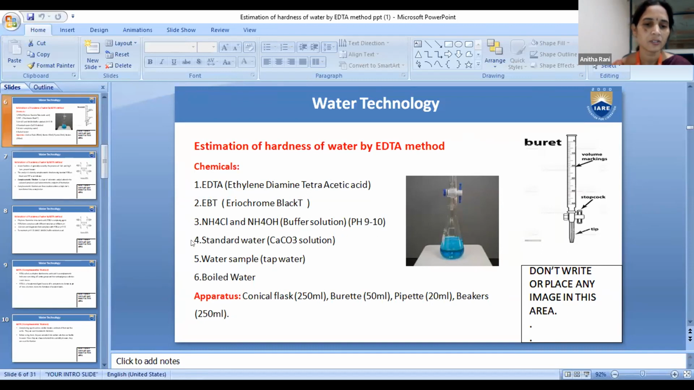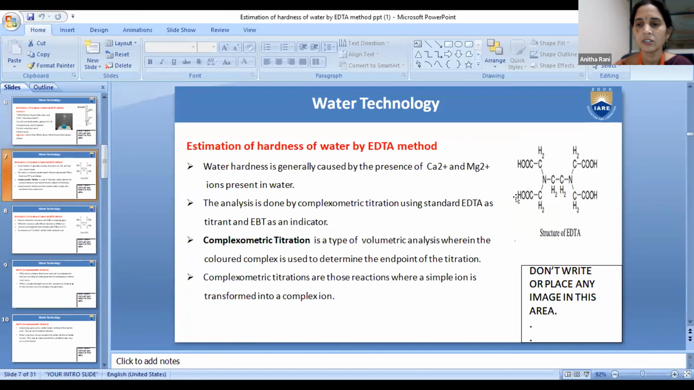So why are we using a buffer solution? Because to form the complex compound, the EDTA, ethylenediaminetetraacetic acid, will react with the calcium and magnesium ions under basic conditions. So we have to maintain the pH at 9 to 10. Everybody knows the structure of EDTA. You can see here, ethylenediaminetetraacetic acid.